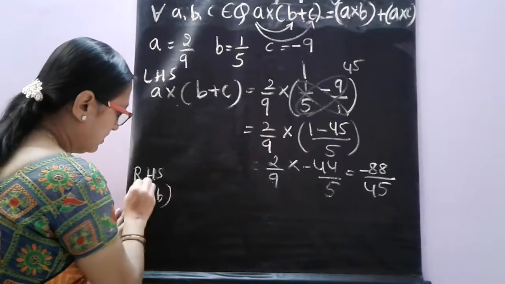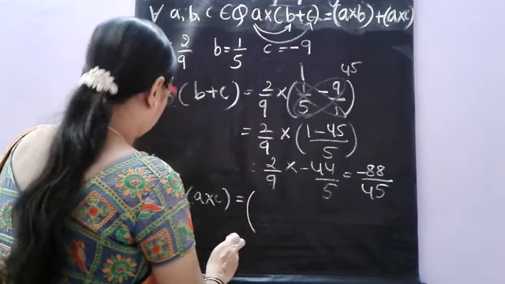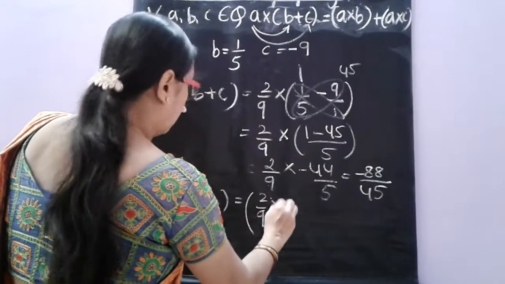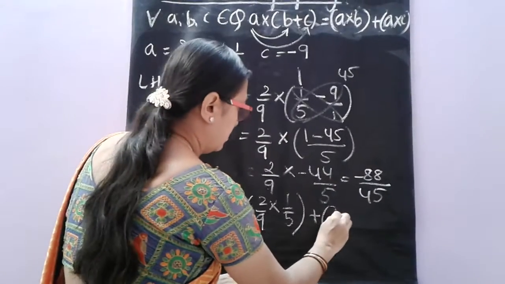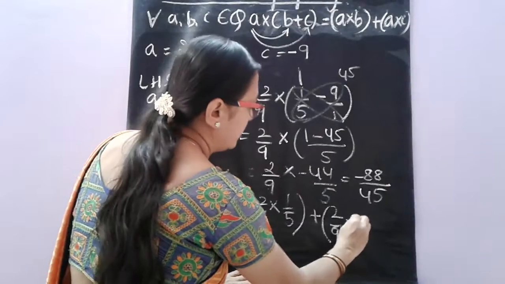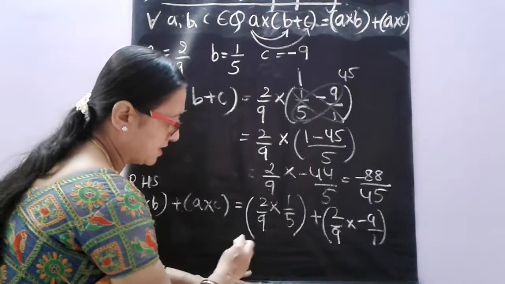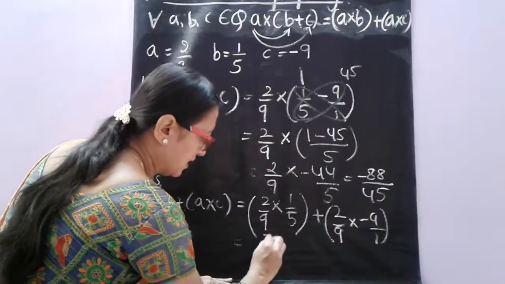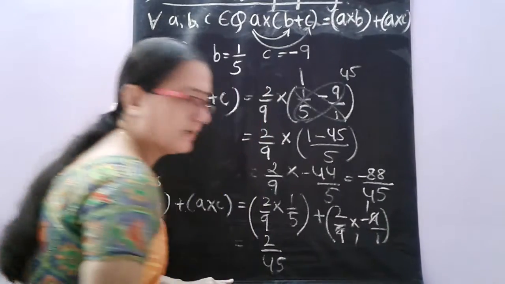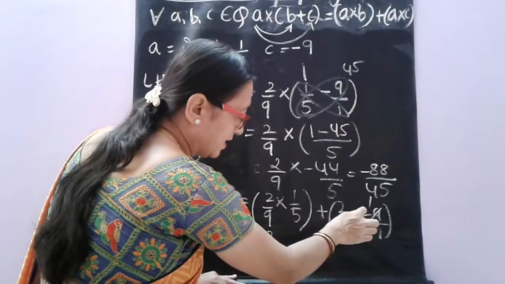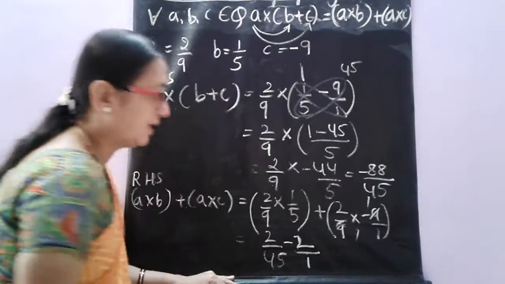Now try RHS. A into B plus A into C. So what is A here? 2 by 9 into 1 by 5 plus 2 by 9 into minus 9 by 1 here. Okay. We can't cancel for the first anything here. Keep as it is. 2 1s are 2 by 9 5s are 45. Now here we can cancel. 9 1s are 9, 1s are. 2 into minus 1 is minus 2 divided by 1 1s are 1 here.